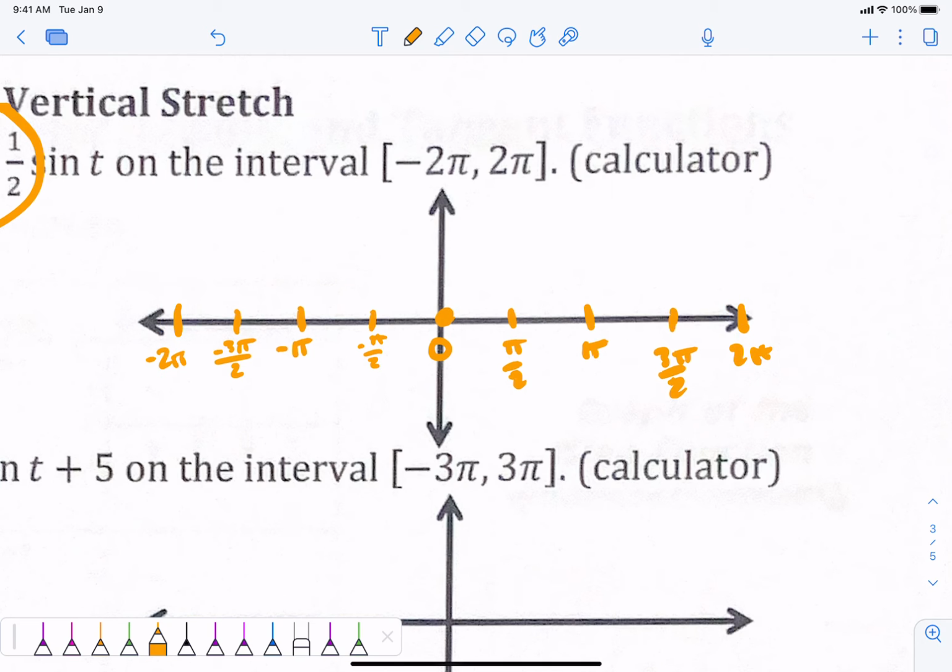It says use a calculator, but we're not going to use a calculator because that's almost harder than actually just graphing it yourself.